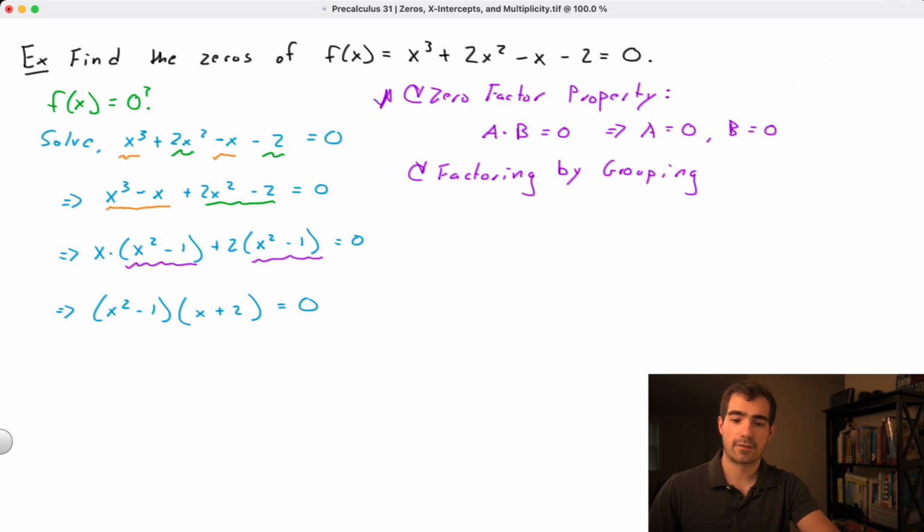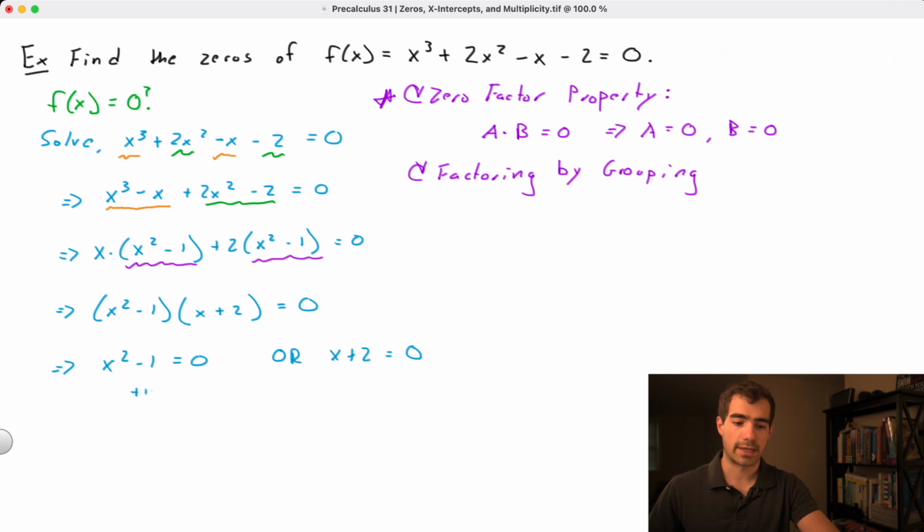Then by our zero factor property, we can recognize that if this whole expression is equal to 0, then either of these two factors would have to equal 0. And so we can solve those individually. So this will give us that either x squared minus 1 would have to equal 0, or x plus 2 would have to equal 0. And we can solve these accordingly.